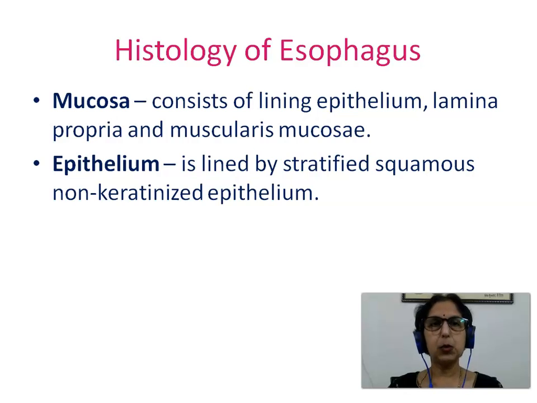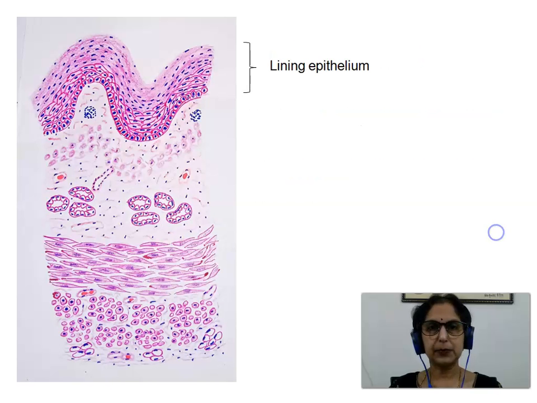The mucosa here consists of 3 parts: lining epithelium, lamina propria, and muscularis mucosae. The lining epithelium here is of stratified squamous non-keratinized type of epithelium. This here is a diagram of the histology of esophagus. It's a transverse section, a part of it. This is the lumen. So this is the luminal surface.